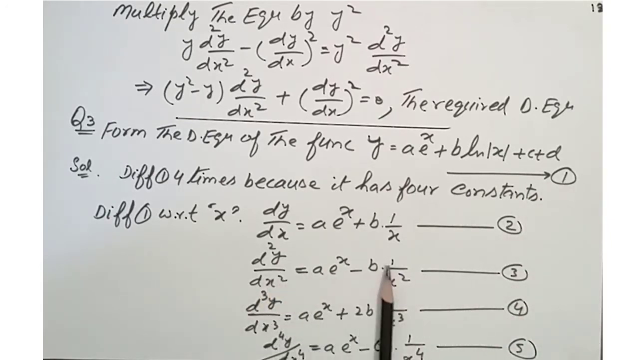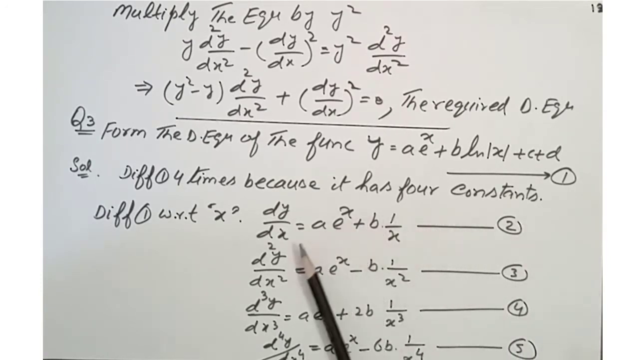Again differentiate this term with respect to x. This becomes d³y/dx³. The derivative of this is a e^x, and the derivative of this term is 2b/x³. Again differentiate this term with respect to x. This is equation 4, d⁴y/dx⁴ = a e^x, and the derivative of this term is -3/x⁴. So multiplying 2 by -3, this becomes -6b/x⁴. So these are the 4 equations, first, second, third and fourth.